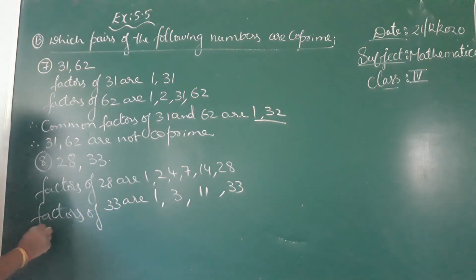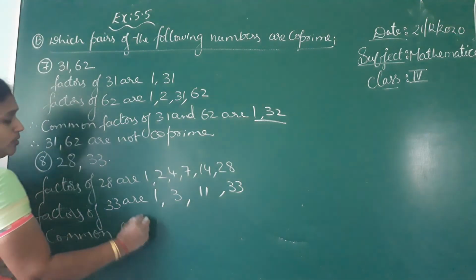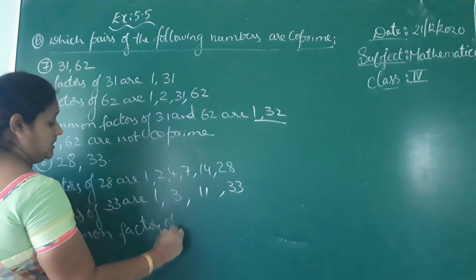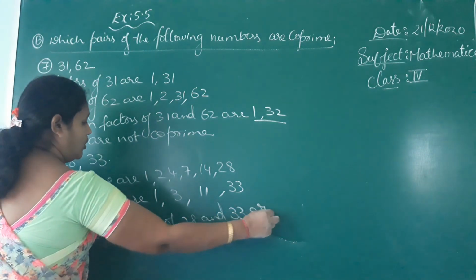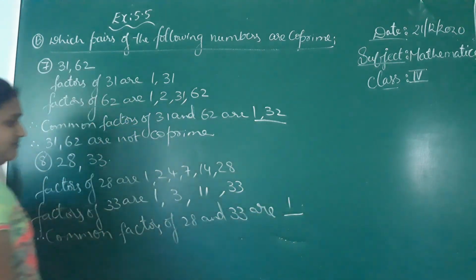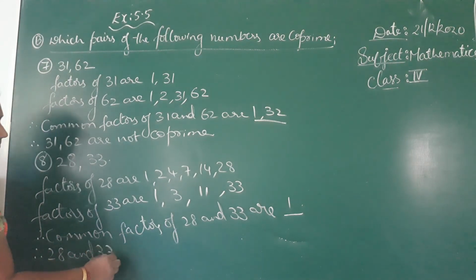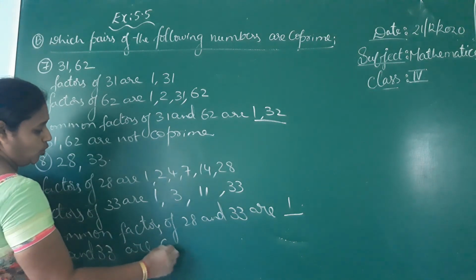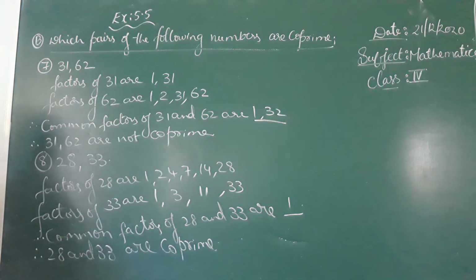Therefore, common factors of 28 and 33 are. Any more common, children? No, not there. So you can write simply 1 as the common factor. Therefore, 28 and 33 are co-prime. Like that we can write, children.